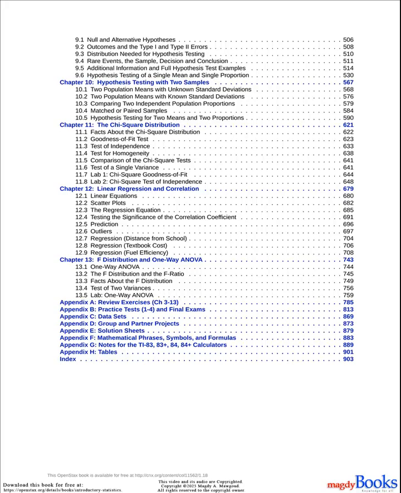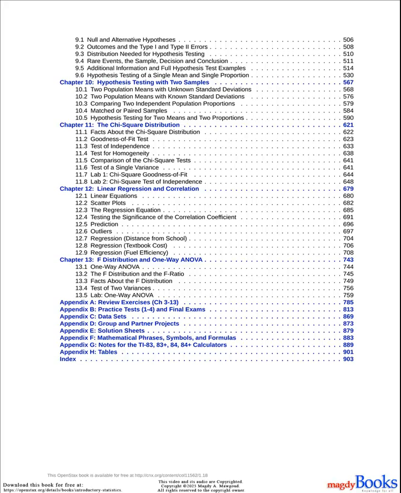Chapter 11. The chi-square distribution. 11.1. Facts about the chi-square distribution. 11.2. Goodness of fit test. 11.3. Test of independence. 11.4. Test for homogeneity. 11.5. Comparison of the chi-square tests.